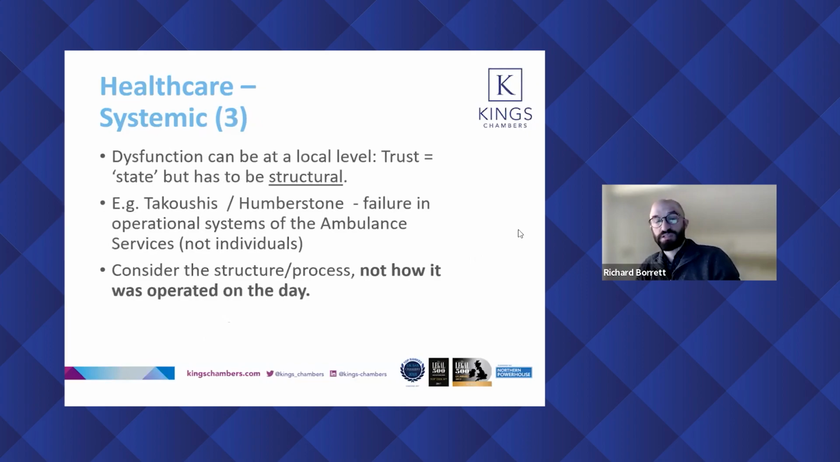the trust. It doesn't have to be at the state level, but it does have to be structural, not individual people making judgments that are wrong. That's not a structural failure. So in Takushi and Humberstone, there were failures in the systems of the ambulance services, i.e. the systems of allocation of resources or assessment of patients. That's a structural failure. So the point is, it's about the structure, the actual process itself, not how it was operated. If it was operated wrongly on one day, that probably does not engage Article 2.